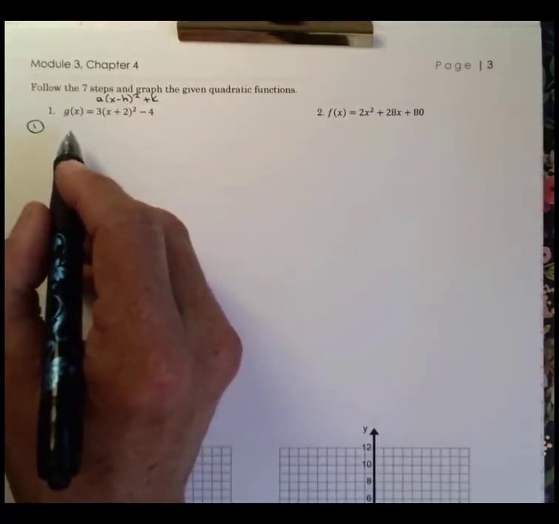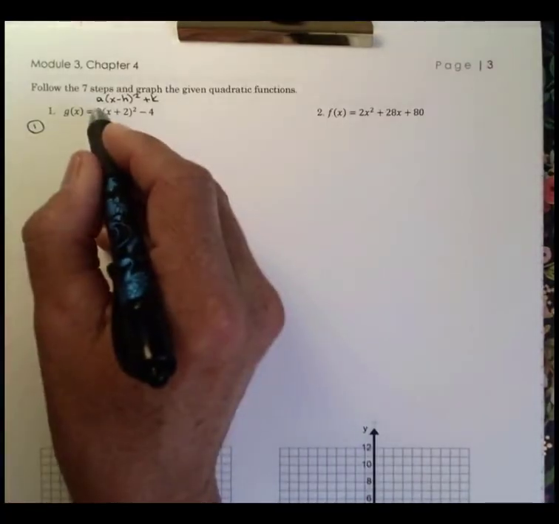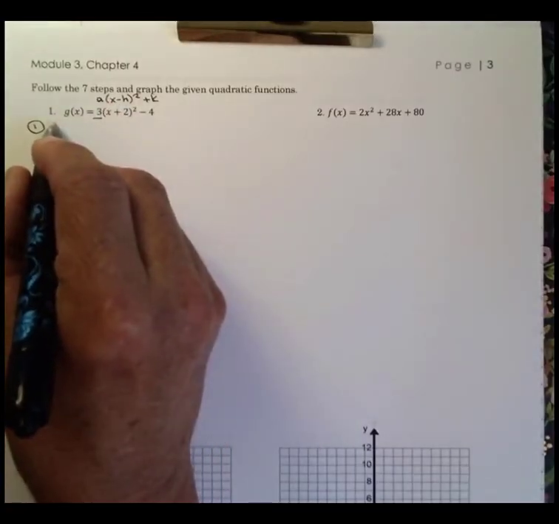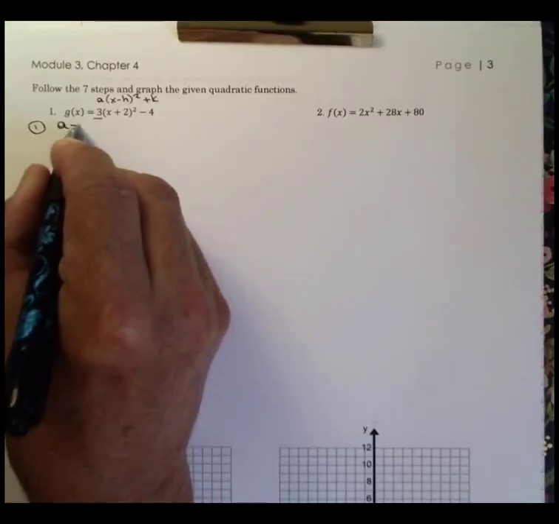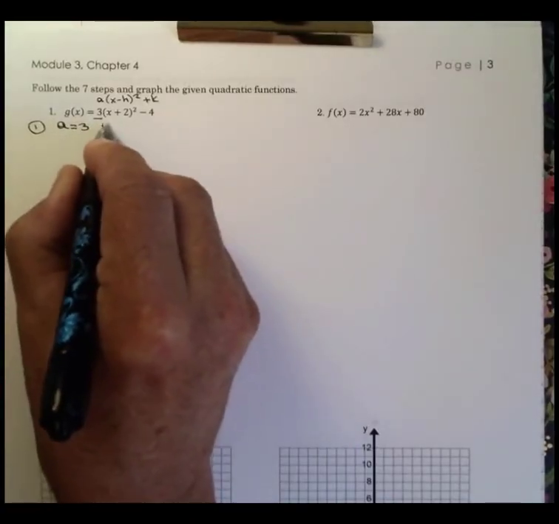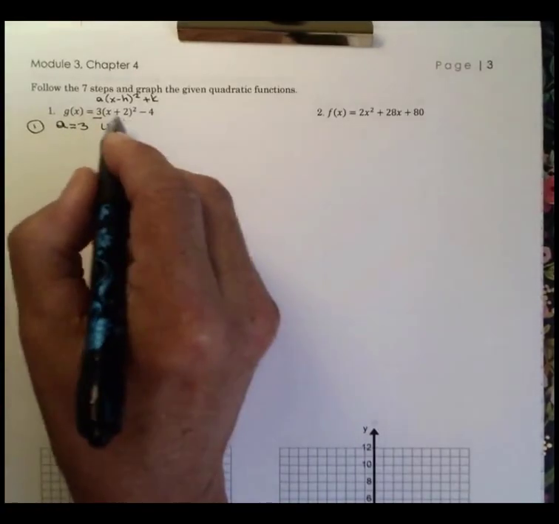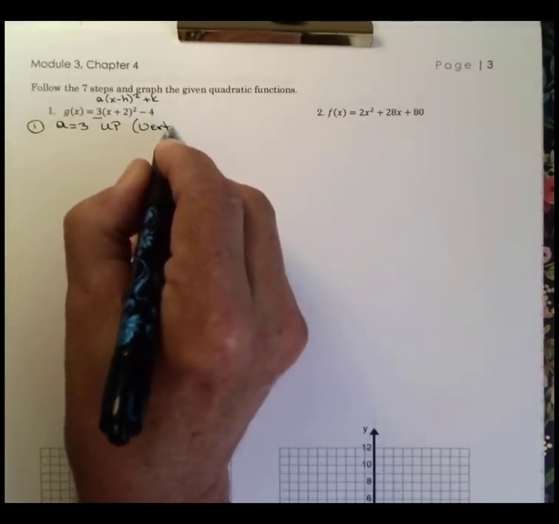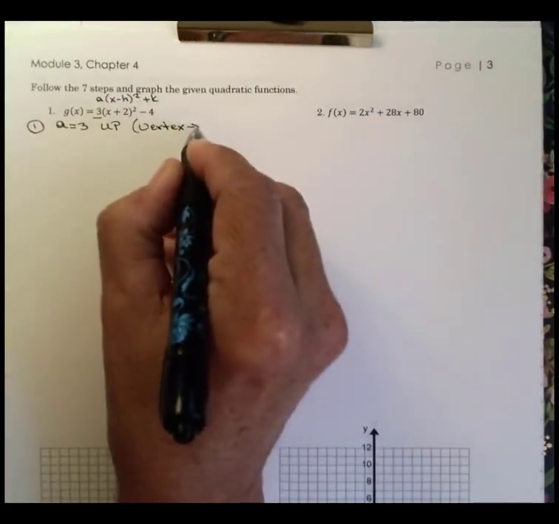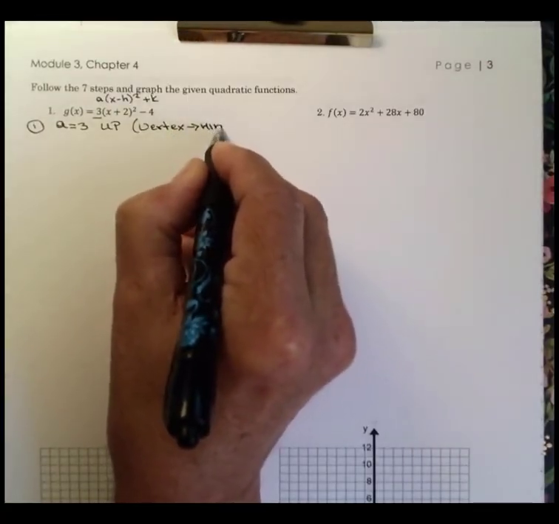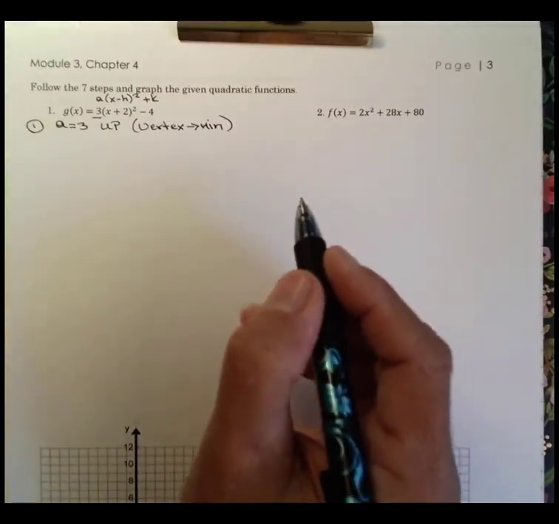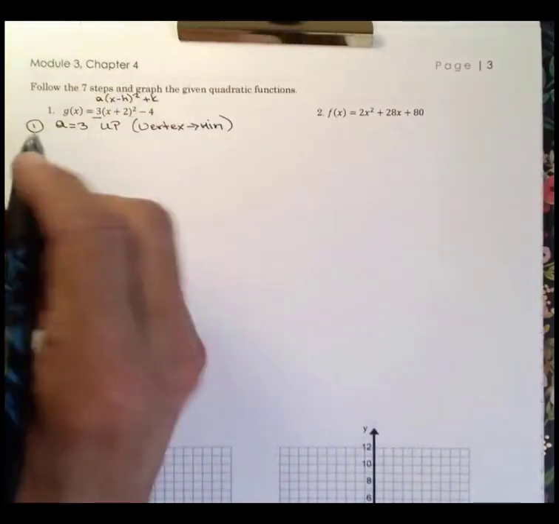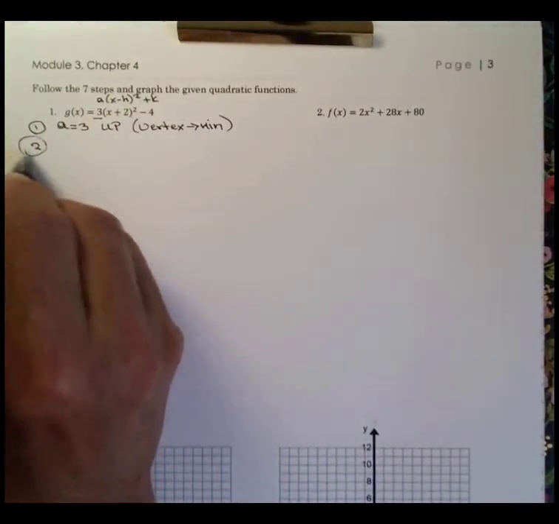So what do we have as far as it pointing up or down? This 3 right here is positive. Because a is equal to 3 and it's positive, we say it goes up. And therefore, when we get the vertex, it will be a minimum point. I'm just going to make a note to myself that the vertex is going to be a minimum because the quadratic is pointing up. It's opening up.